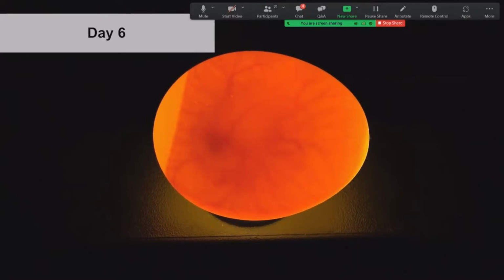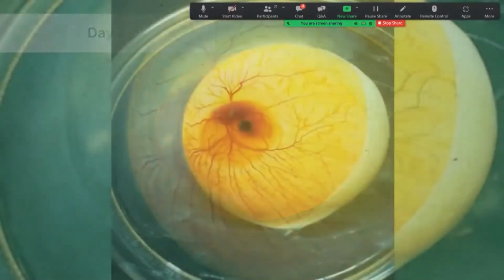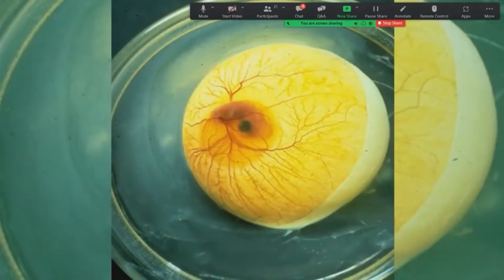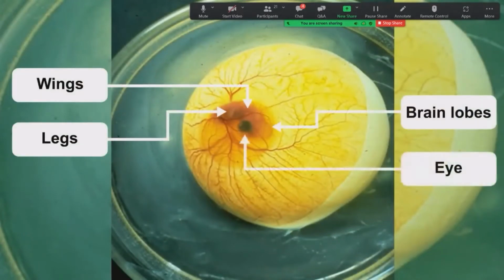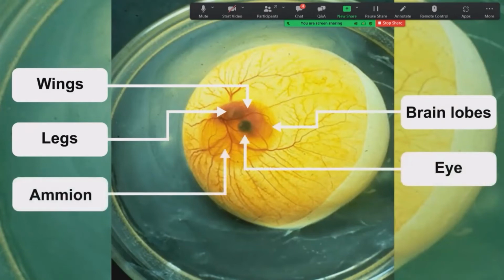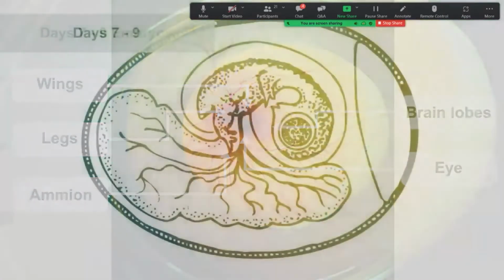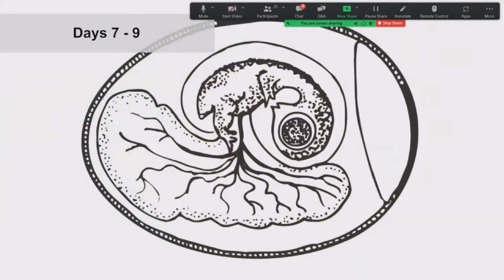All the organs, limbs, eyes, brain, and beak are present. Take a close look at this picture. You can see the limbs, brain, and eye of the embryo. The amnion sac is evident surrounding the embryo as well. From this point, the embryo just needs to grow and develop. During this time, the embryo starts to take up more of the area in the egg.